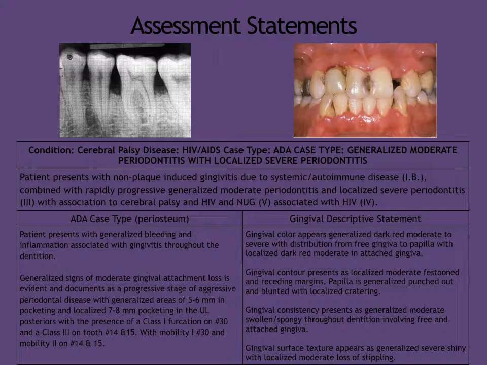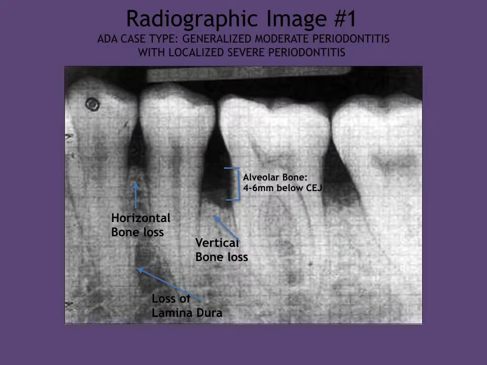This slide reiterates our AAP, ADA case type, and gingival descriptive statements. Our radiographic findings show there is 4 to 6 millimeters below the CEJ for the alveolar bone, vertical and horizontal bone loss, and loss of lamina dura.